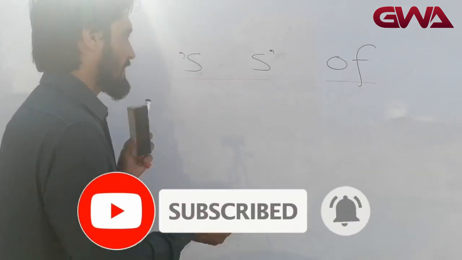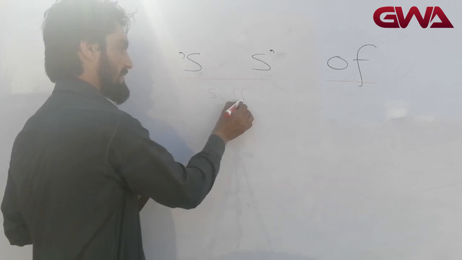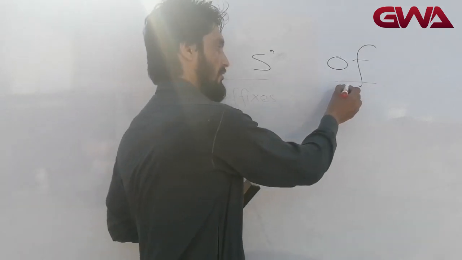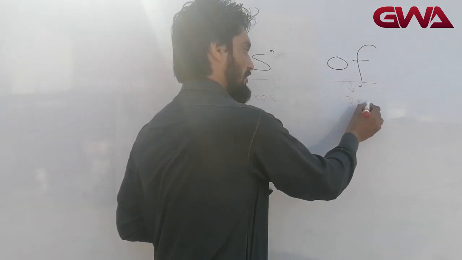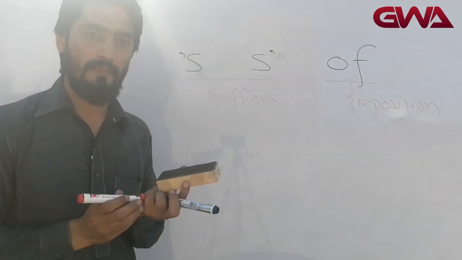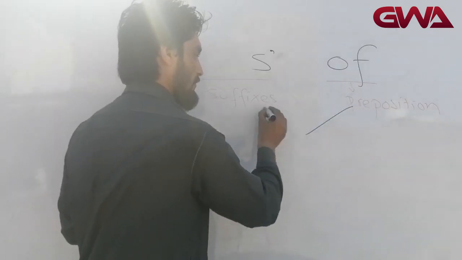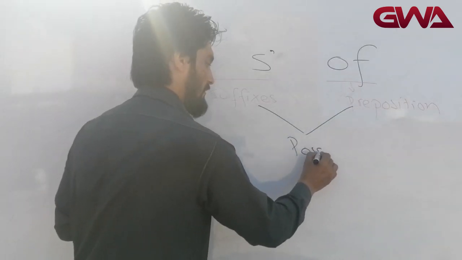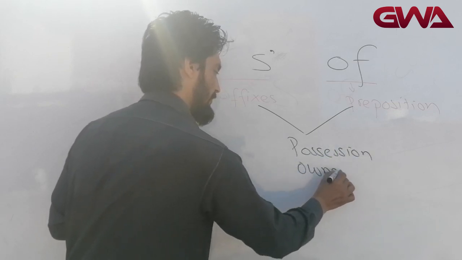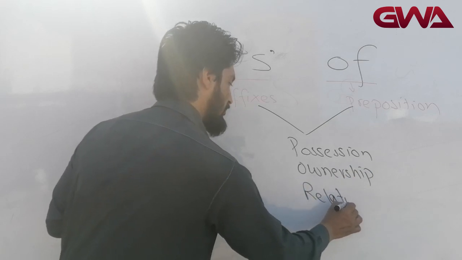In grammar, apostrophe s and s apostrophe are called suffixes, while of is called a preposition. We use these three things to show possession. In other words, ownership or relationship.